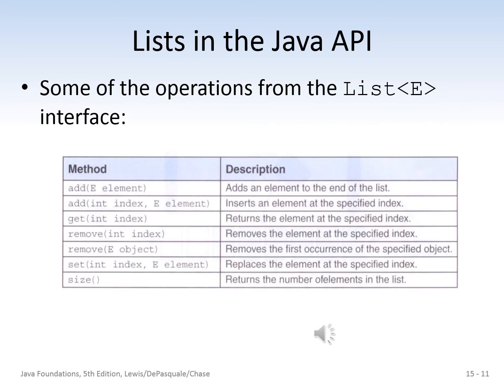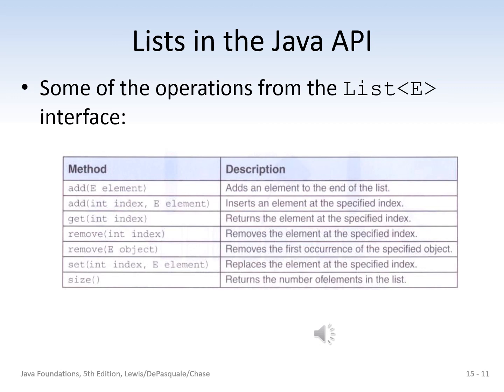Here are some of the operations, the methods from the List<E> interface. add(E element) adds an element to the end of the list. add with two parameters, an integer index and then an element, inserts an element at the specific index. get, with an integer index parameter, returns the element at the specific index. remove(int index) removes the element. remove with a generic object parameter removes the first occurrence of that specified object.